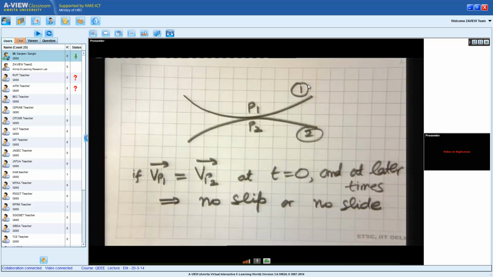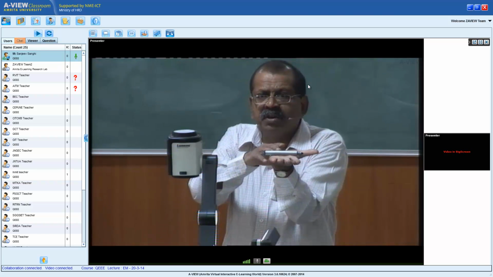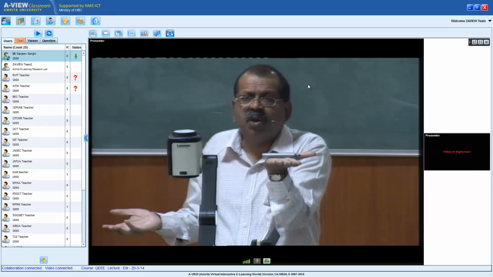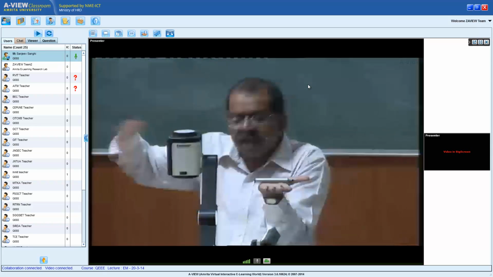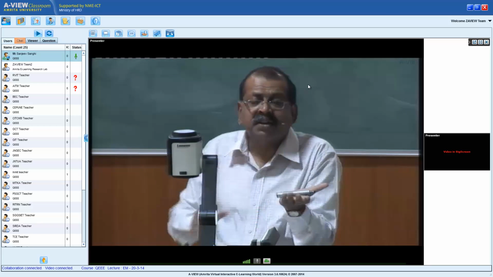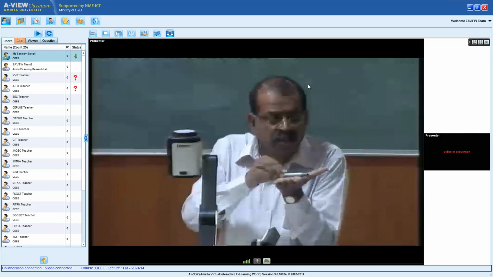Now, what is the most obvious case of no slip? We see this pen, which is on my hand. This pen is not moving. All the contact points between the pen and hand have the same velocity at this time and even at later times. So that means between the pen and my hand there exists a condition of no slip. They are not slipping.